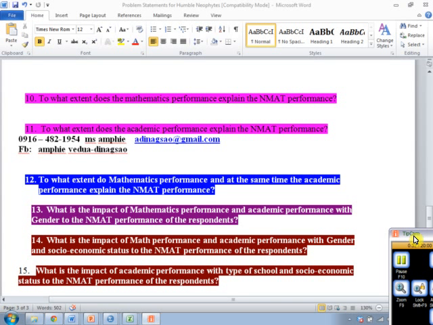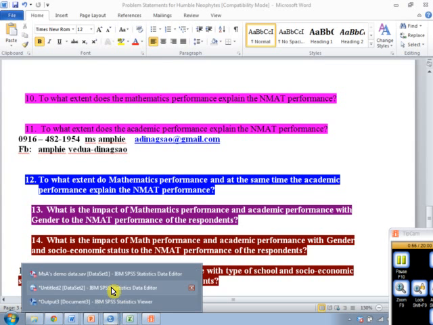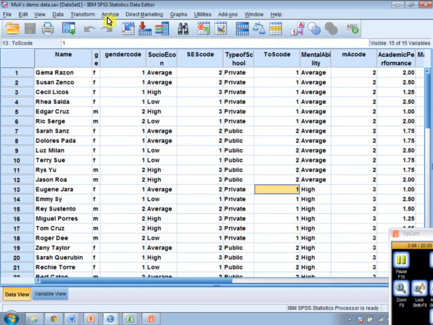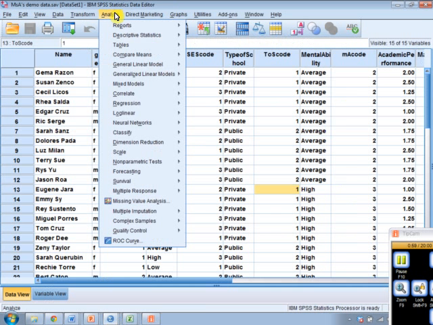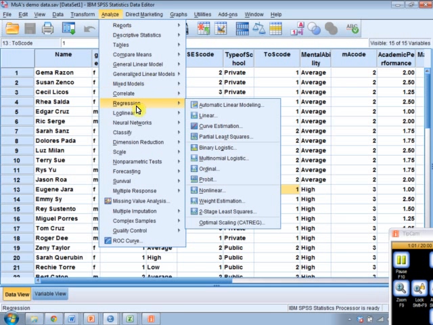Alright? So with this one, we wanted to explain the extent, not only just the relationship, but explaining the variation in NMAT that is explained by math. So this calls for regression. Now we will go to our data, then go to Analyze, then click Regression, and then click Linear.